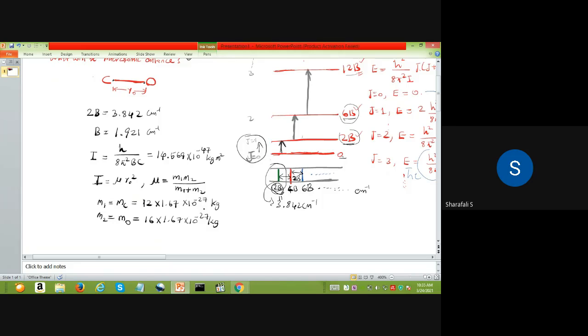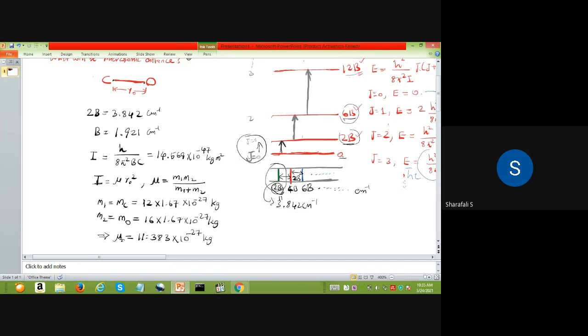So after substituting these values in this expression, we will get mu equal to, just check that, 1.13383 into 10 to the power minus 27. So this is the reduced mass of this carbon and oxygen, that is the carbon monoxide molecule.